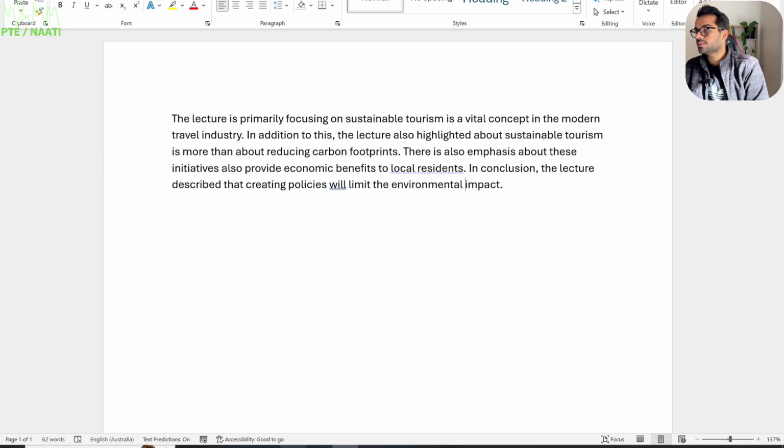The lecture is primarily focusing on sustainable tourism is a vital concept in the modern travel industry. In addition to this, the lecture also highlighted about sustainable tourism is more than about reducing carbon footprints. There is also emphasis about these initiatives also provide economic benefits to local residents. In conclusion, the lecture described that creating policies will limit the environmental impact. And this would be my perfect response to get a perfect score in my summary.